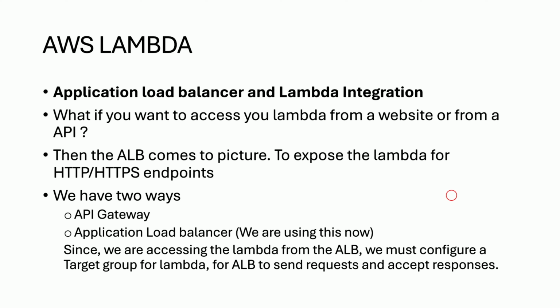Now we will have a look at application load balancer. Since we are accessing Lambda from the ALB, we know that ALB must configure a target group. So ALB always looks for a target group, and it interacts with the target group which was configured in the ALB. So we need to configure a target group in the ALB so that ALB will access that target group. Now we are going to add a target group to the Lambda so that ALB will communicate to the target group and get the response from the Lambda.